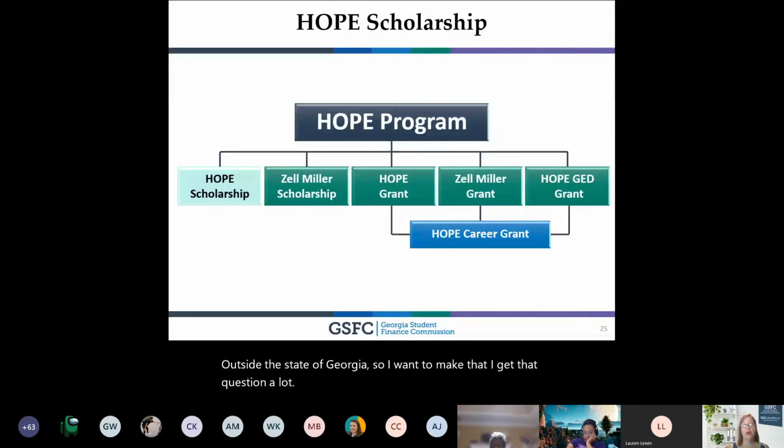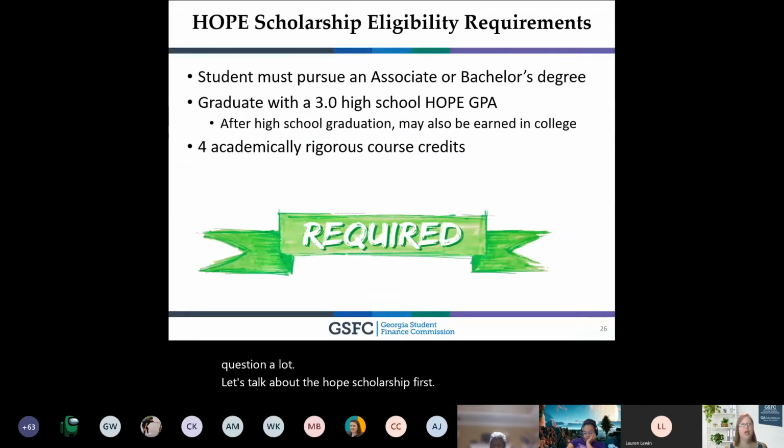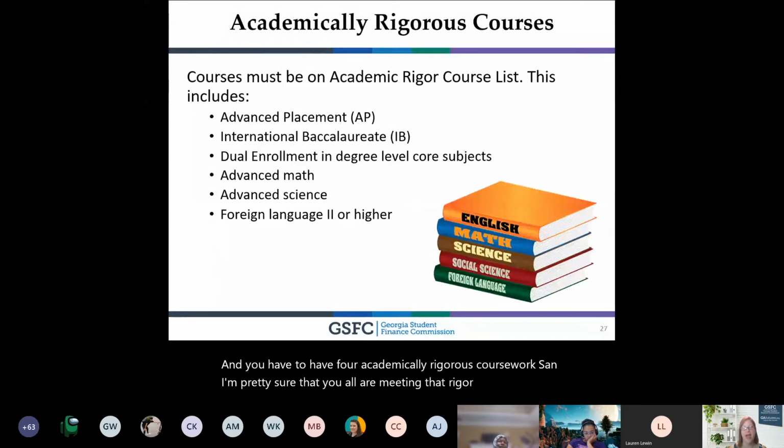Now let's talk about the HOPE Scholarship first. To receive the scholarship, you have to be working towards an associate's or bachelor's degree. You have to graduate with a 3.0 high school HOPE GPA. And you have to have 4 academically rigorous courses. And I'm pretty sure that you all are meeting that rigor requirement. I don't think you even have to worry about that.